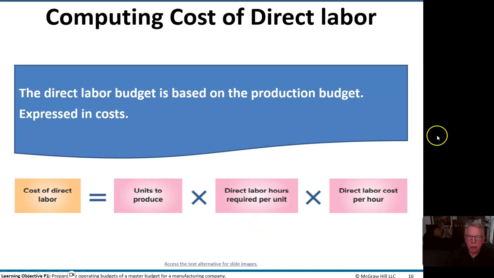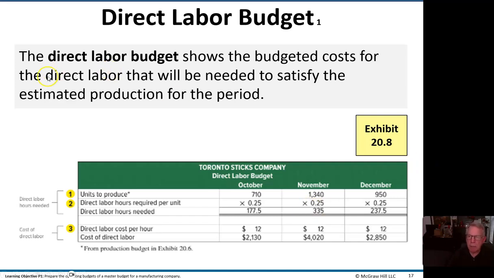Now, the next piece is going to be direct labor, and that's going to be, again, based on the production budget and expressed in costs. So for the cost of direct labor, we're going to take the units to produce, multiply that by the direct labor hours required per unit, and then multiply that times the direct labor cost per hour. Okay, that's a little more convoluted, but I think you get the idea. Here is an example of that.